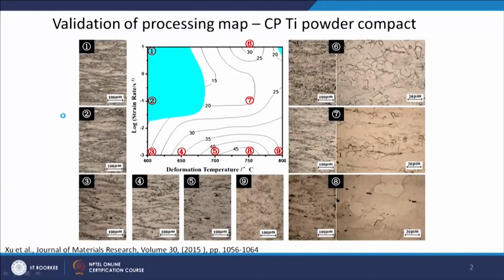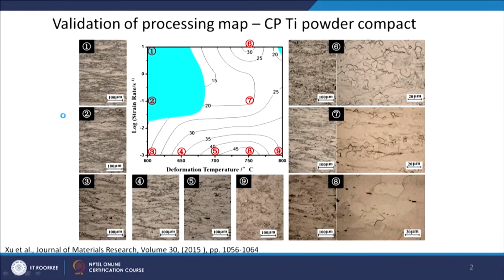That how processing map can be used and then validated through microstructure, and then how we can use these ideas of processing map for some application. So, one usual way you will see how processing maps are used, or how we validate the processing map, at the same time how we interpret the processing map.